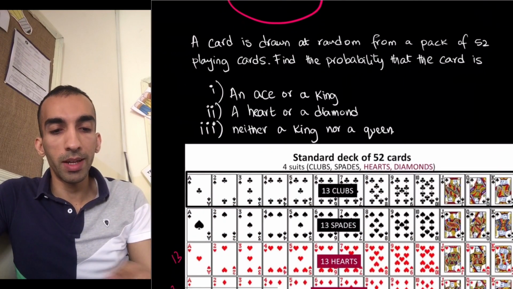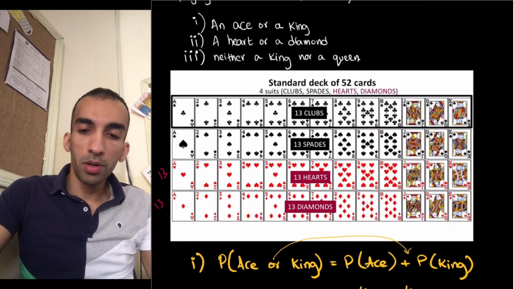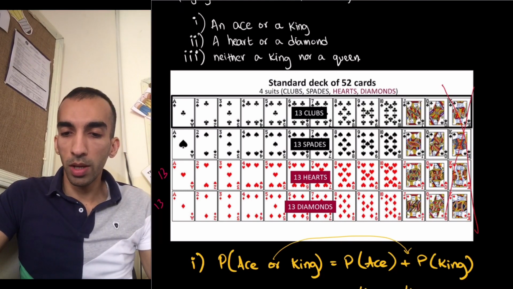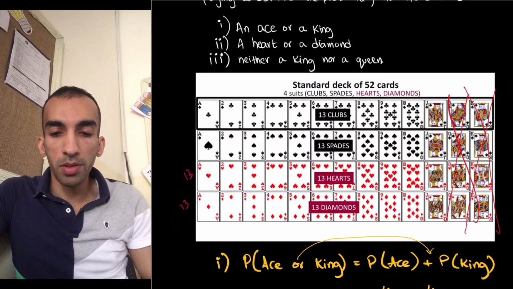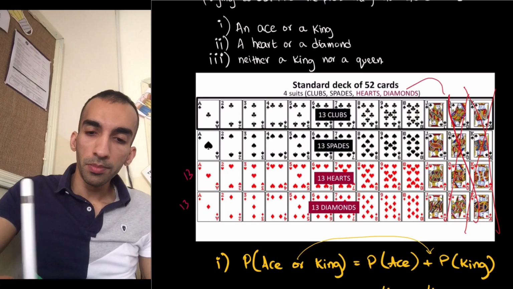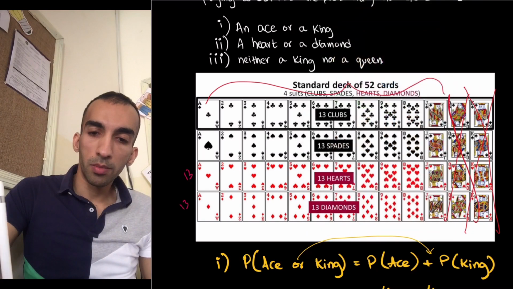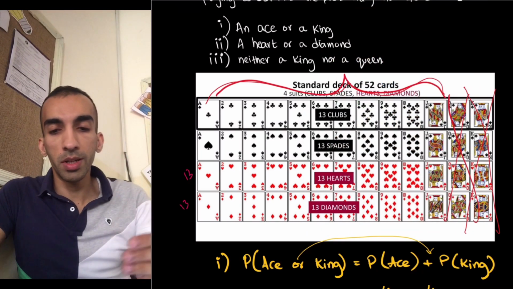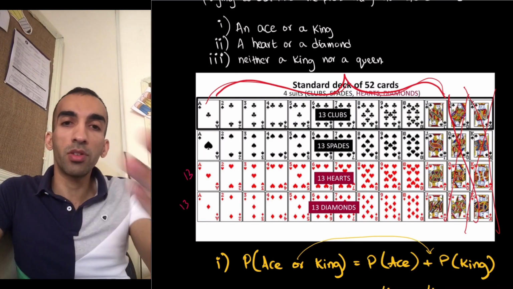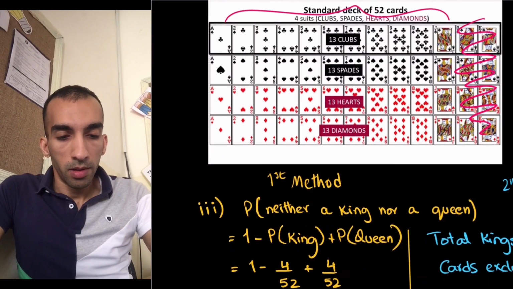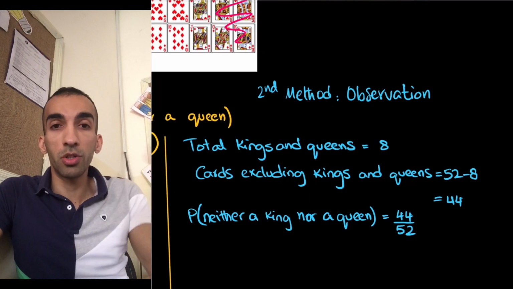The third part says neither a king nor a queen. So we should not get a king, or we should not pull out a queen out of a deck of 52 cards. One way to do it is just add up all of these. Let me choose a thicker marker. One way to do it is to add up all the rest, or find out the probability of a king or a queen and then subtract it. So let's see. The first method is neither a king nor a queen. I'll go with the second method first, which is the observation.